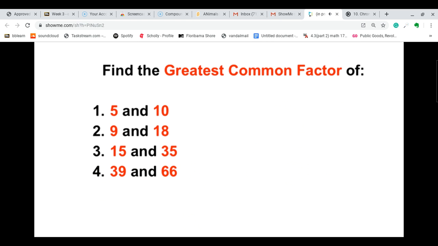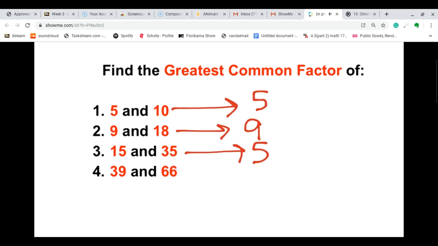Now that we've done some examples, you guys can go ahead and pause the video and find the greatest common factors of 1 through 4. And you should get 5, 9, 5, and 3. And that is the lesson for today. Thank you.